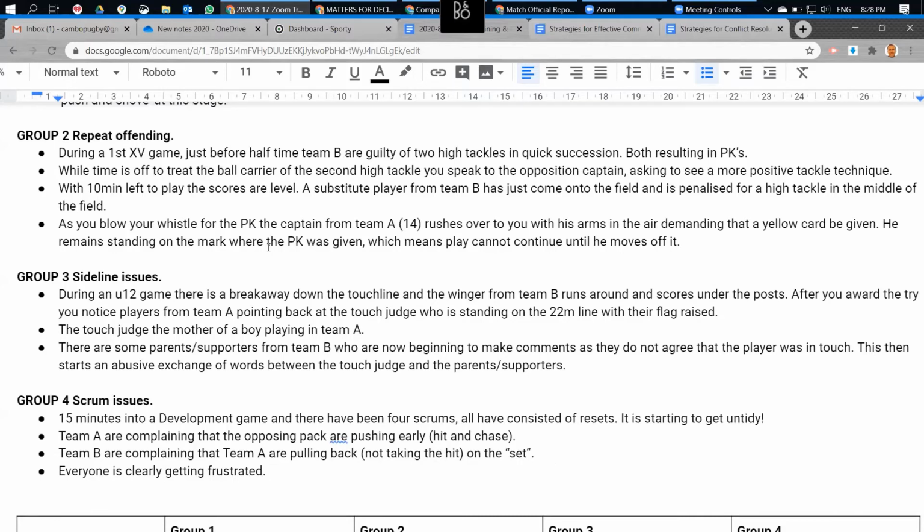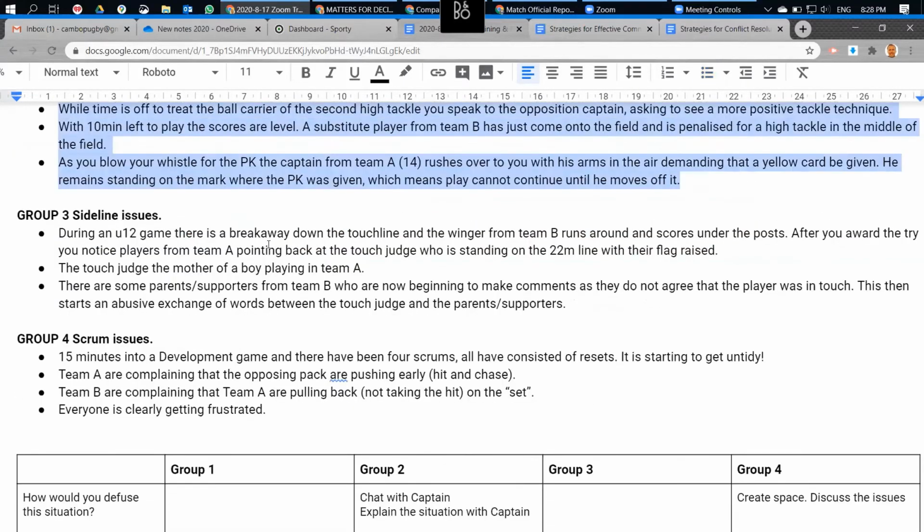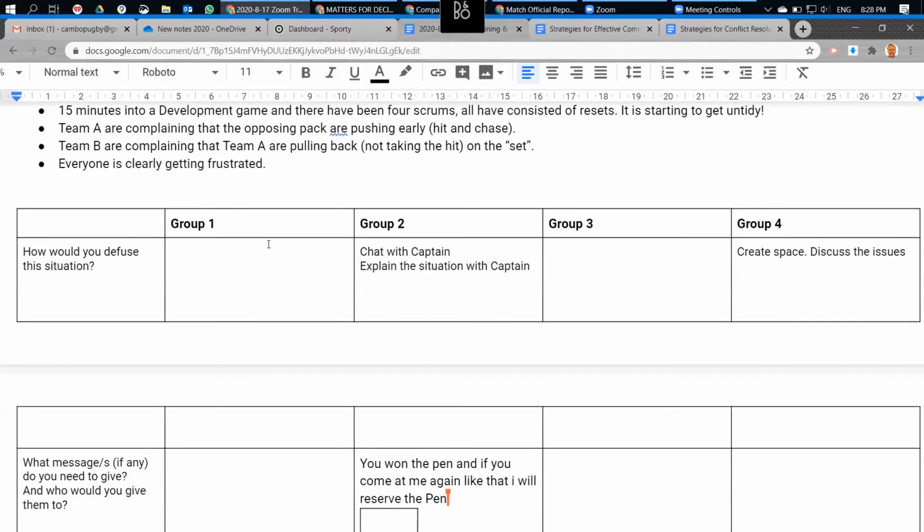So we've got repeat offending. We've got Graham, Gus, Pete, and Scott. Someone out of your group would like to share a bit about how you're going to defuse this situation, and what's the message you're going to send? Who are you going to give it to?